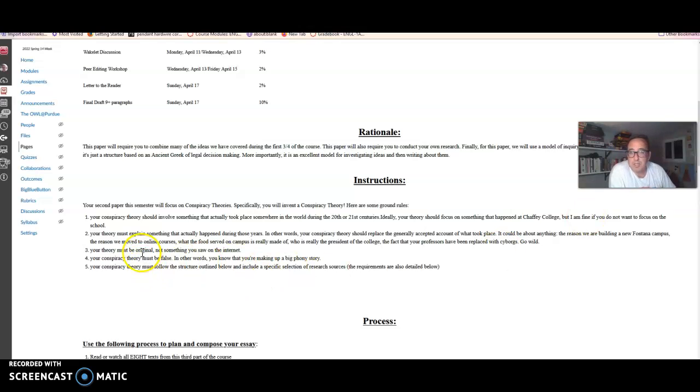And number 2, it has to explain something that actually happened during the recent part of history. So I have some examples here. I'm not sure if you're aware, but we're building a new Fontana campus. So you might think about a conspiracy theory: why are we building one?